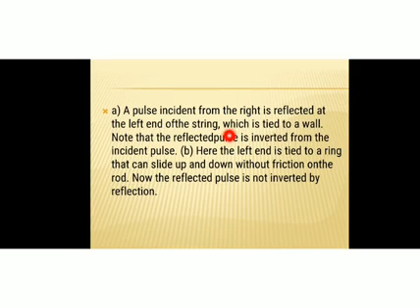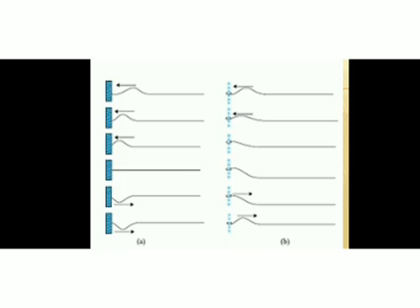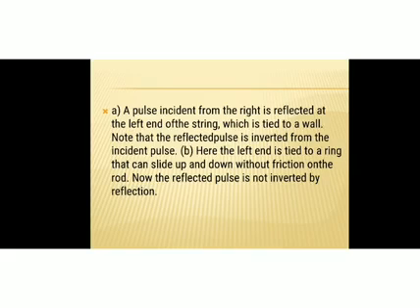And here in the case of an open boundary, what happens? The left end is tied to a ring that can slide up and down without friction on the rod. So now the reflected pulse is not inverted by reflection. Here, this is a ring, and this ring is free to move along the rod. So it is an open boundary. And here this is the incident pulse and this is the reflected pulse. So both incident and reflected pulse are in phase with each other. They are not inverted.